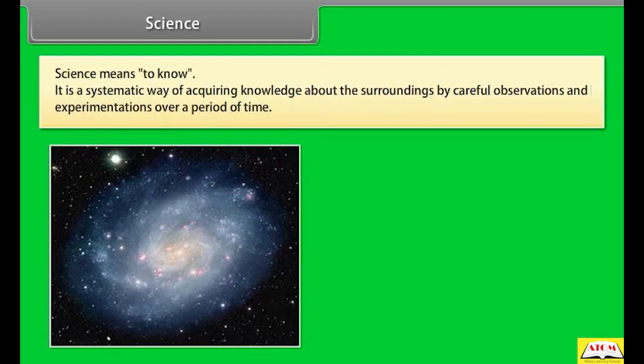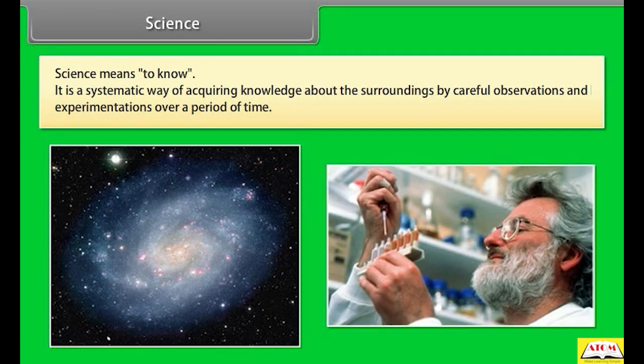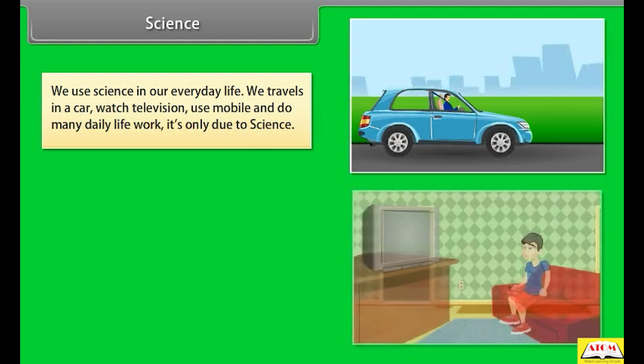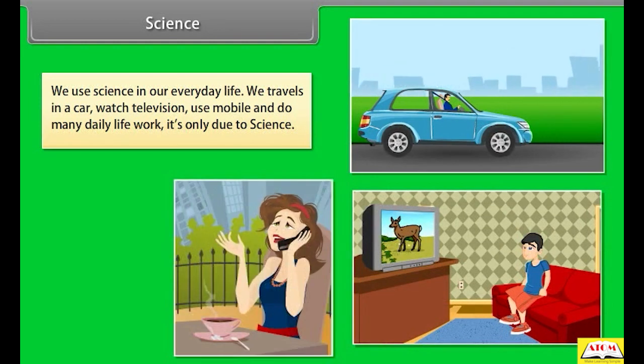Science. Science means to know. It is a systematic way of acquiring knowledge about the surroundings by careful observations and experimentations over a period of time. We use science in our everyday life. We travel in cars, watch television, use mobiles and do many daily life work. It is only due to science.